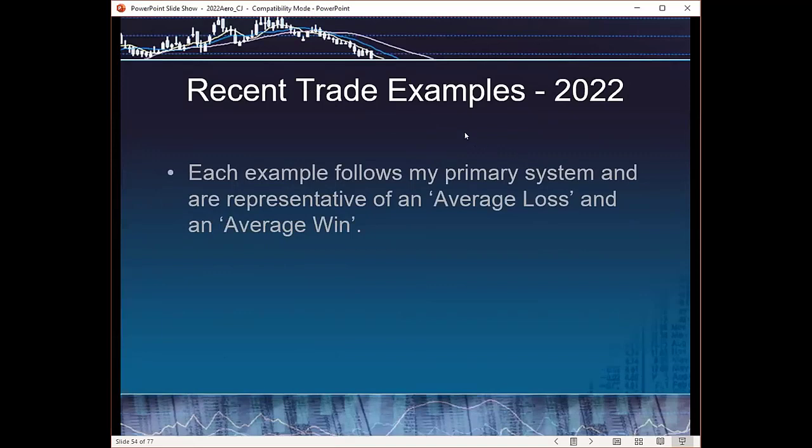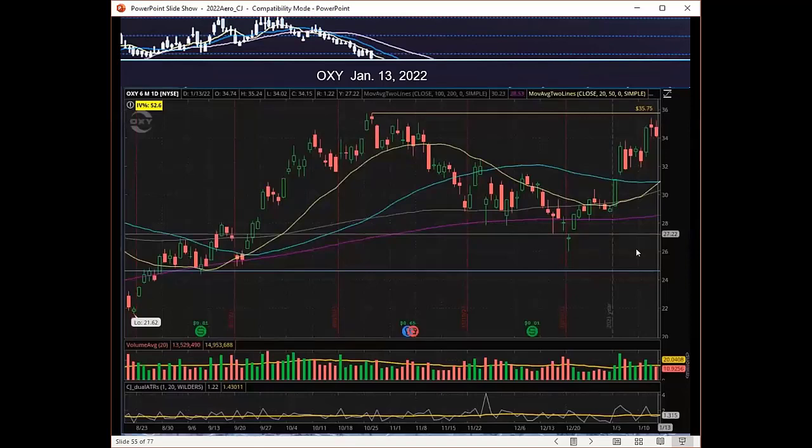So let's look at a couple recent trades from this year that I believe are very good examples of a couple things, but they're actually pretty close to what my average loser and average winner looks like. I don't want to show you my best trade of the year or worst trade of the year. Actually, I don't mind showing you my worst trade of the year, but I think it's more meaningful and realistic to show you here's something that's very close to my average winner, and here's something that's a very close example of my average loser.